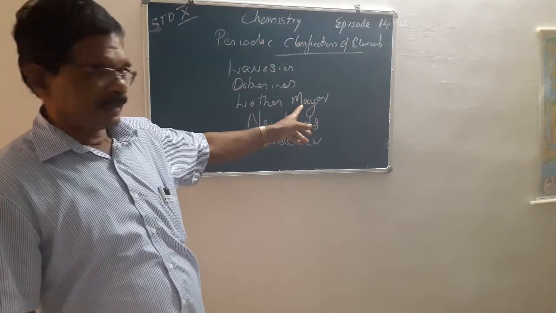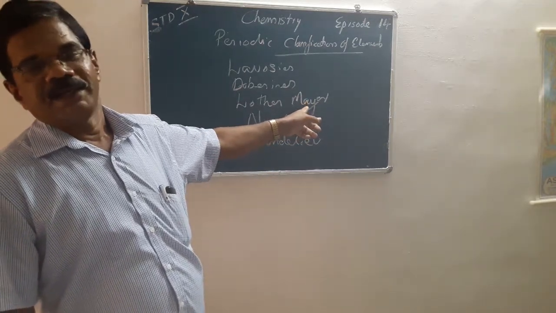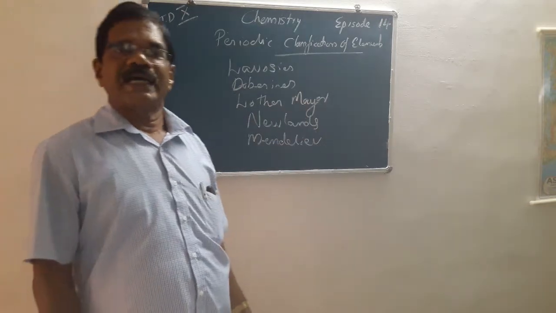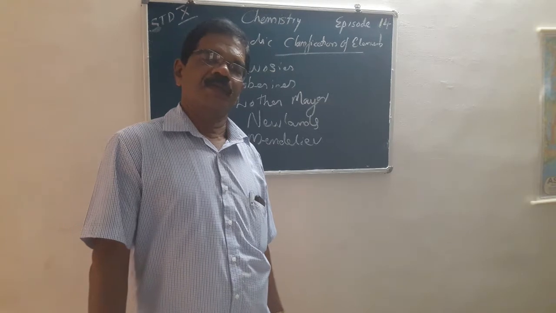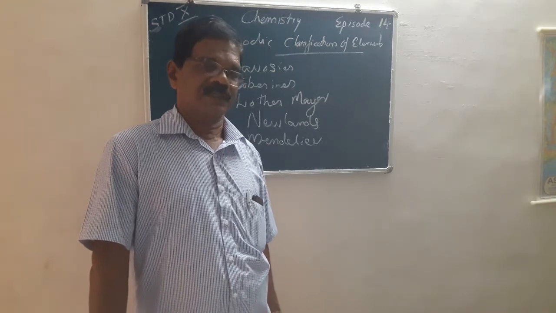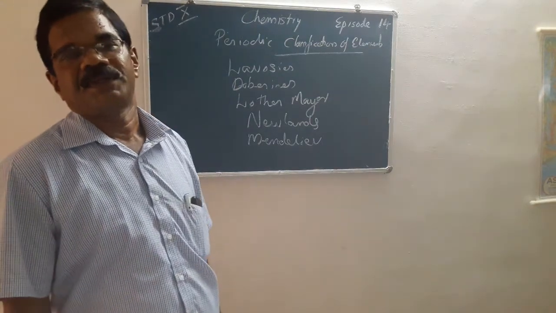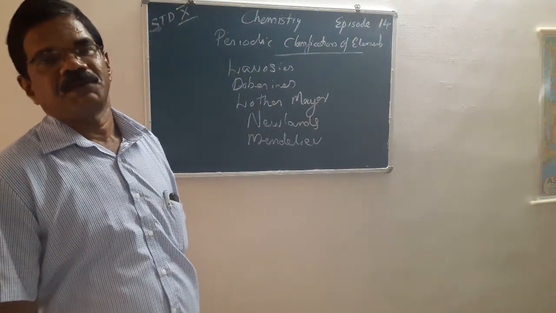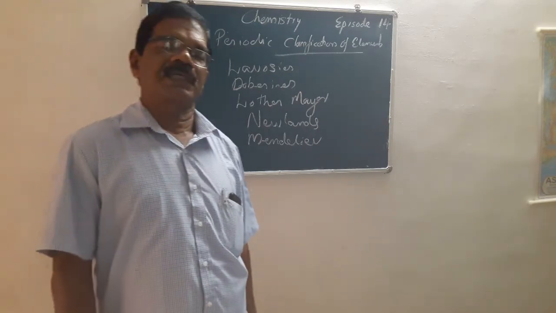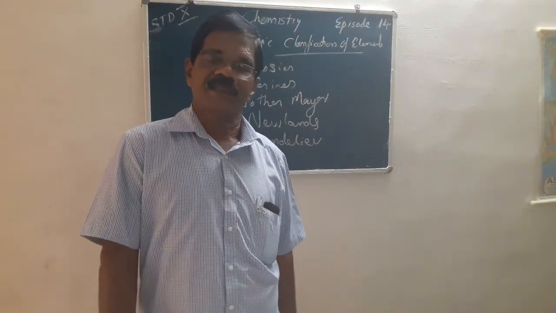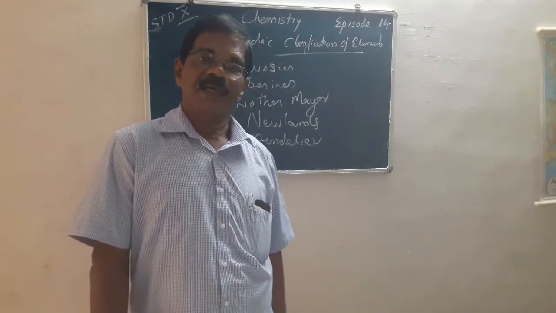Then came Lothar. His name is not mentioned in the textbook yet. He found the relation between the size of the atom, or the volume of the atom, and the atomic mass. He drew a graph, a curve between atomic mass and atomic volume. It is known as the atomic mass atomic volume curve.